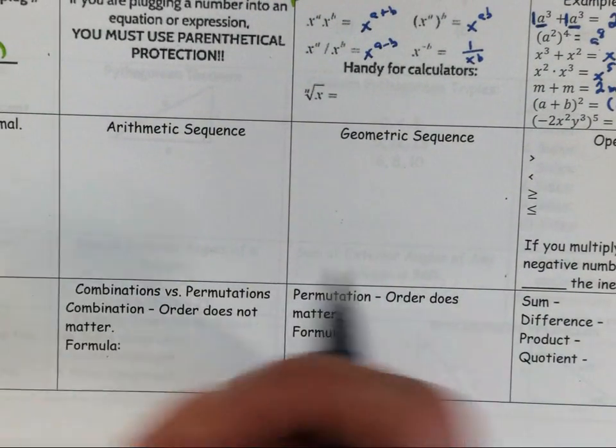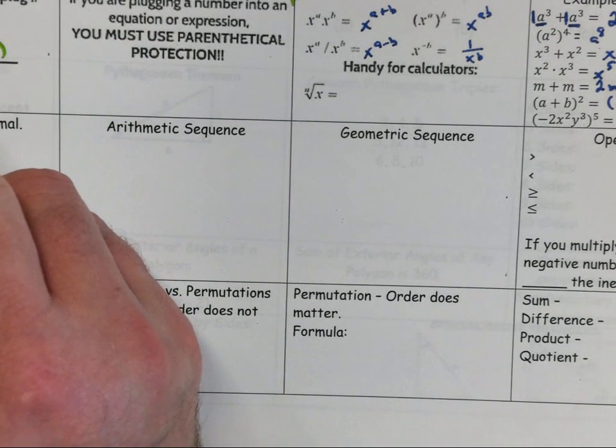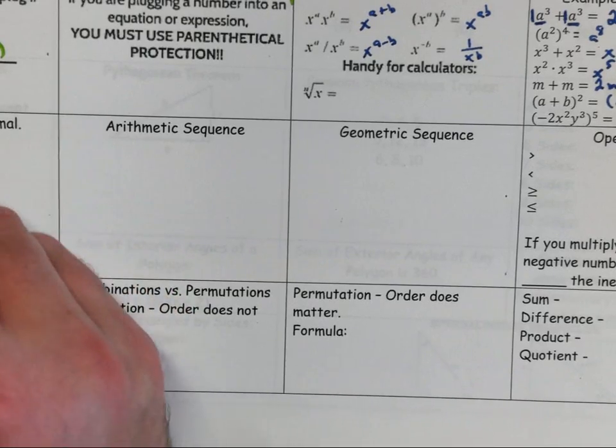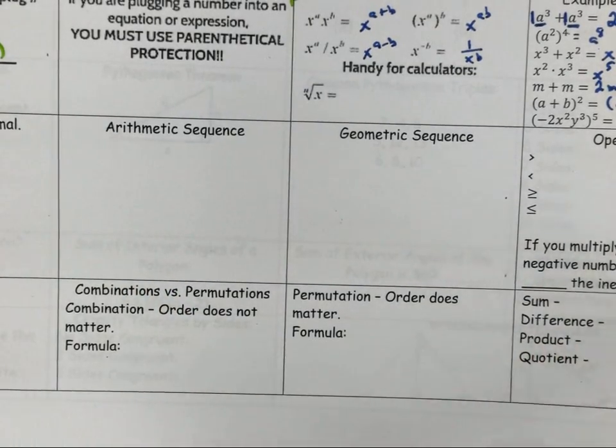Okay, let's change 6% to a decimal. How would I change that? Move it, how many? Left 2. So it'll be 0.06.